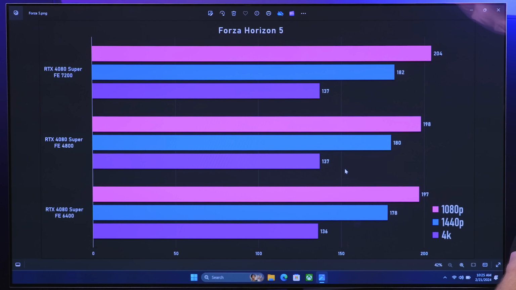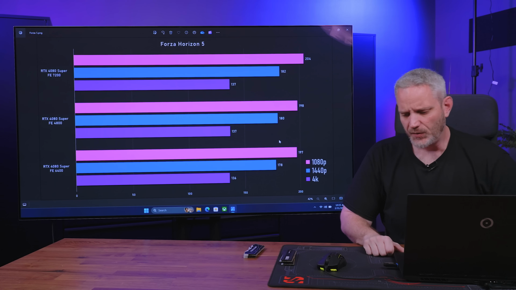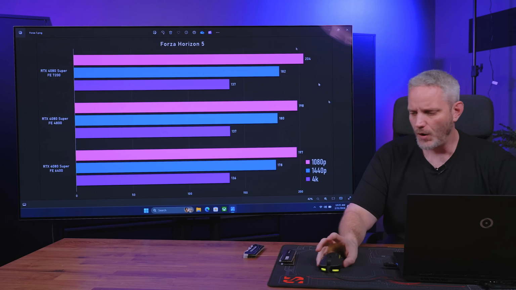4K is exactly the same. Same thing moving on here with the 6400 and slightly slower timing or looser timings at CL38. 197, 178, and 136, so exactly the same. So that's where we kind of stopped the testing because we had our patterns really start to show there.